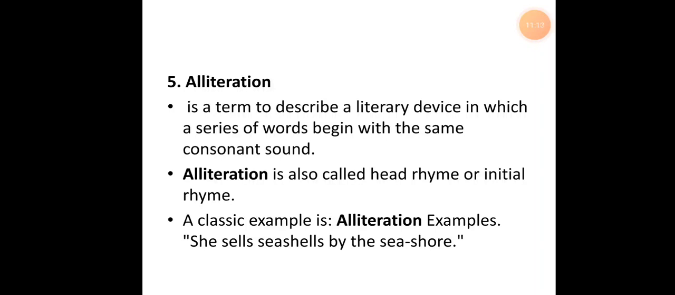Like the rhyme at the end of a line or verse of poetry. Now when the sounds match at the beginning of words, we call it head rhyme or initial rhyme. A classic example is alliteration. One of those alliteration examples is "she sells seashells by the seashore." Actually, this is called a tongue twister in English, by the way. But it depends on the idea of alliteration.